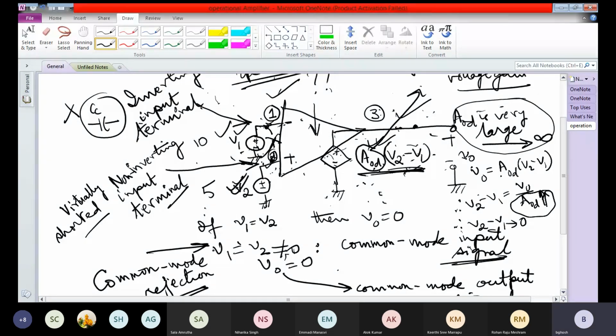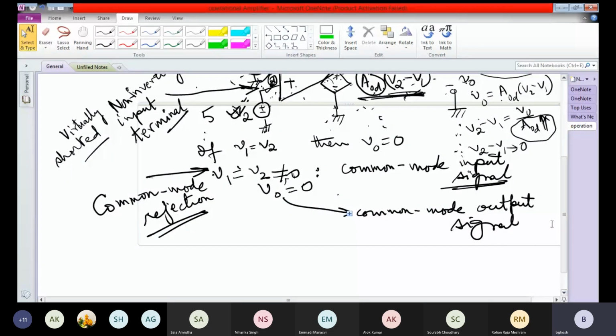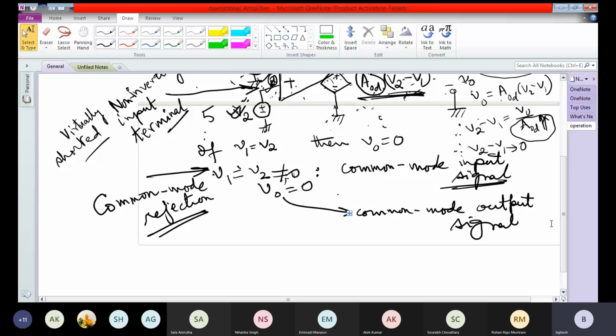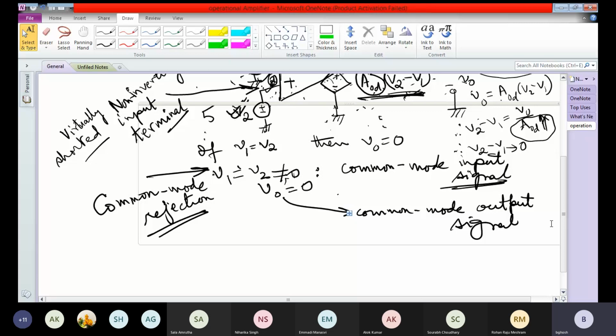We also named a common mode signal to be the case when V1 equal to V2, and which is non-zero. And we know that if V1 equal to V2, a simple calculation shows that the output voltage will be 0. So if V1 equal to V2 which is not equal to 0, it is called the common mode input signal. The V1 and V2 are called common mode input signal, and the corresponding V0 is called the common mode output signal, which is ideally 0.